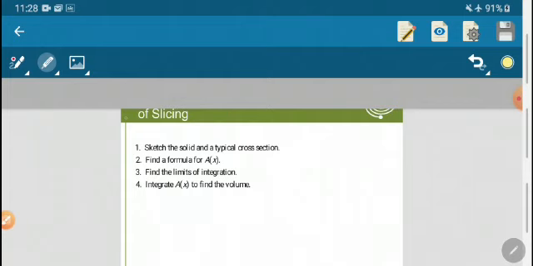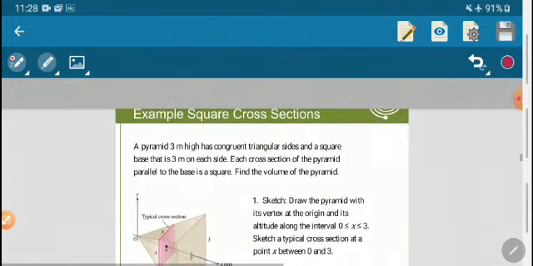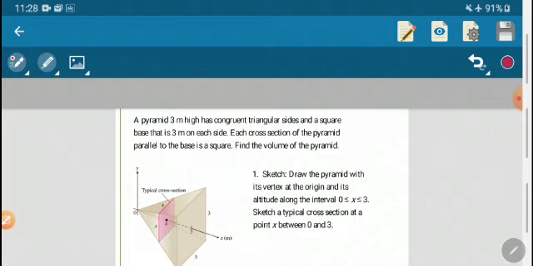I'll give you the sketch already, okay? This pyramid, 3 meters high, has congruent triangle sides and a square base that is 3 meters on each side. Each cross section of the pyramid is parallel to the square base. Just find the cross section here. This cross section is in the form of a square. Any cross section in this pyramid is a square with side x.